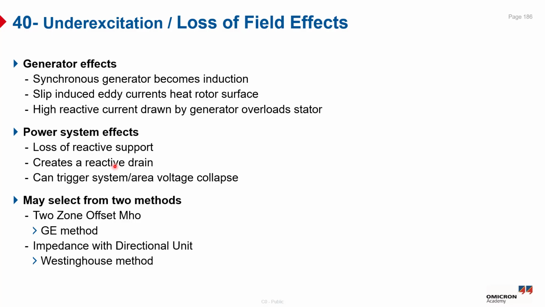To detect and protect against these conditions, two main methods are used. We have the two-zone offset mho method, which is known as the GE method, and the other one, which is called the impedance with directional unit, known as the Westinghouse method.